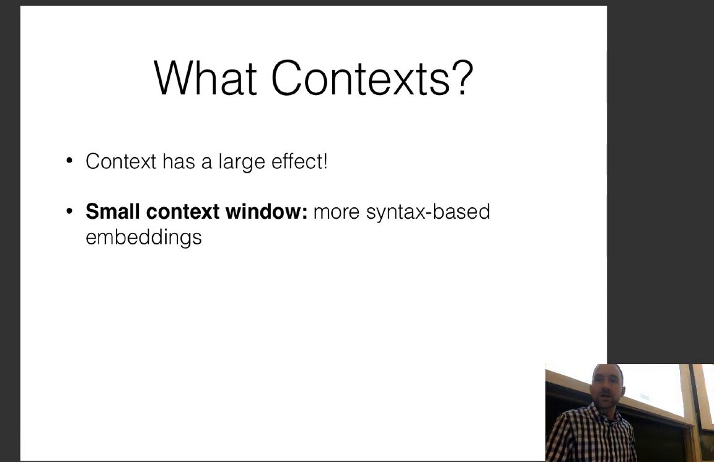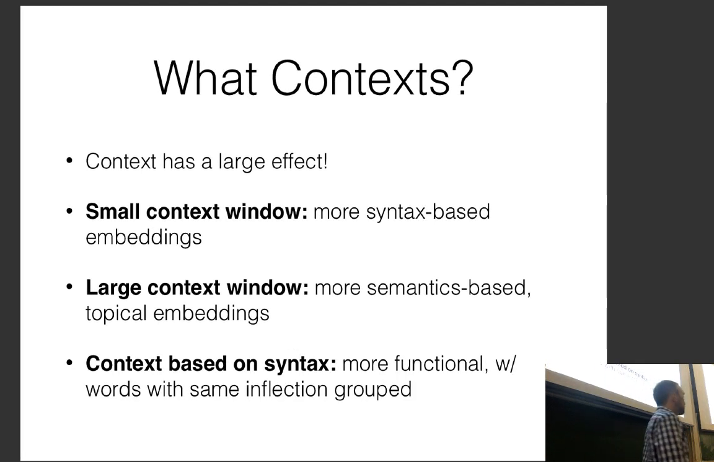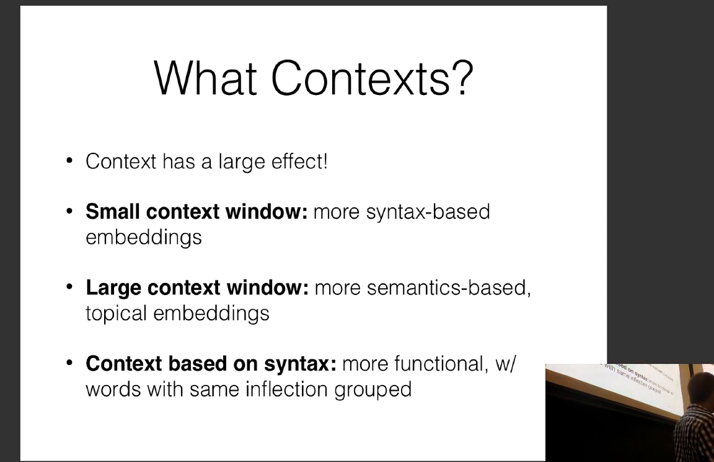And then if you have a large context window, like let's say you took the entire document as your context, then you would get very topical embeddings. You would get things that aren't very closely related to syntax, but very closely related to topic. Another example is if you explicitly create context based on syntax, you'll get more functional embeddings with words with the same inflection group. So this is something that's very important to think about if you're looking to learn representations of words. Are there any questions about this or clarification? Okay.